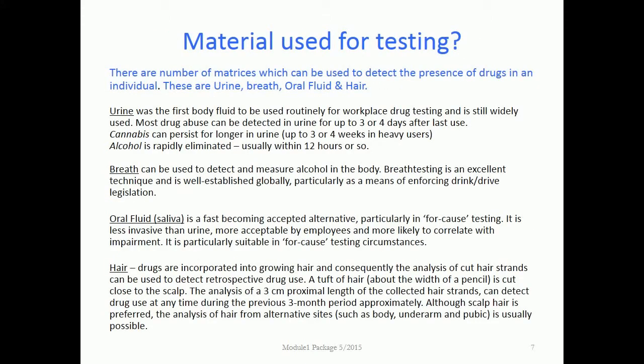Material used for testing. There are a number of matrices which can be used to detect the presence of drugs in an individual. These are urine, breath, oral fluid and hair. Urine was the first body fluid to be used routinely for workplace drug testing and is still widely used. Most drug abuse can be detected in urine for up to 3 or 4 days after last use. Cannabis can persist for longer in urine, up to 3 or 4 weeks in heavy users.